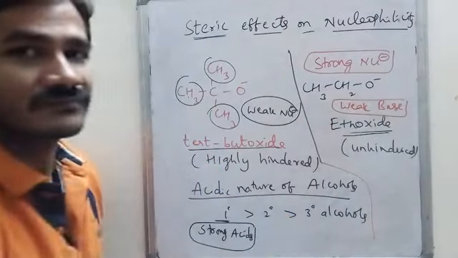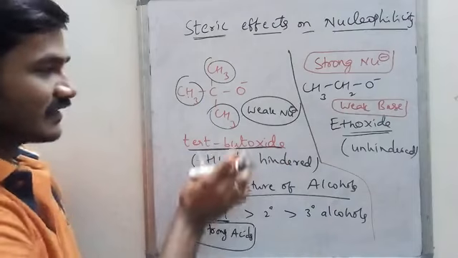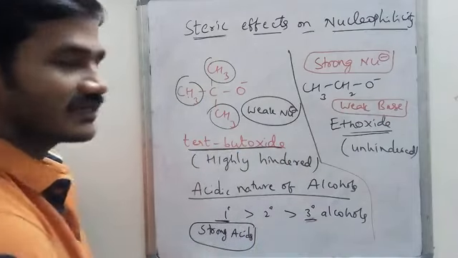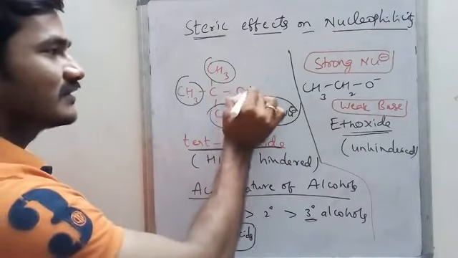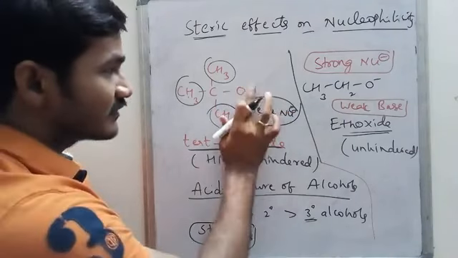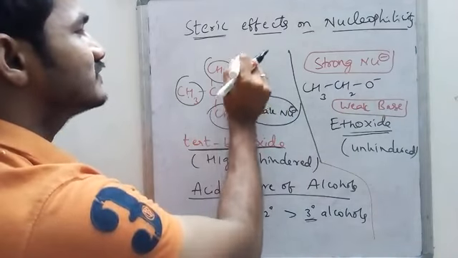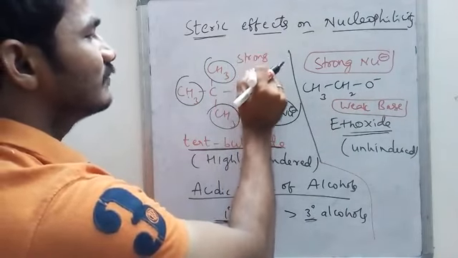Weak base. What about this molecule, tertiary butoxide? Tertiary butoxide is the conjugate base of a tertiary alcohol. If I add one H plus here, it becomes what? Tertiary alcohol. Tertiary alcohol is a weak acid. Tertiary butoxide is a strong base. So I write it here: this is said to be a strong base.